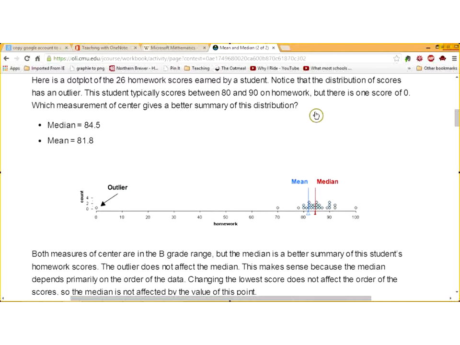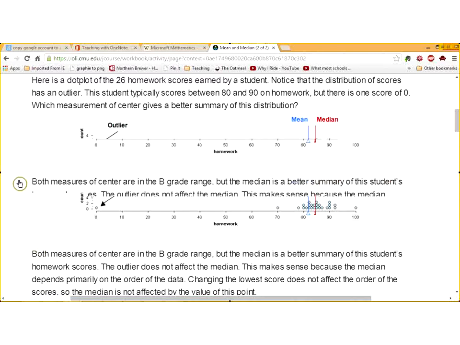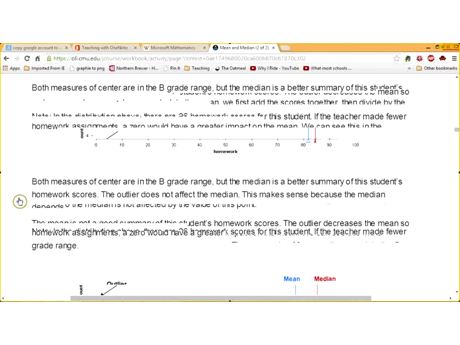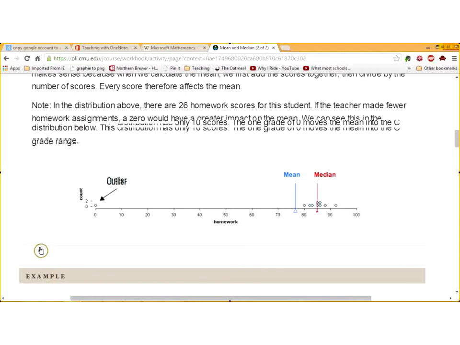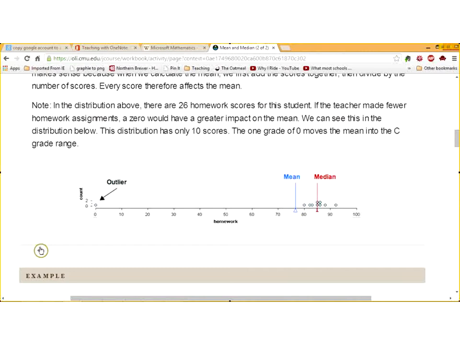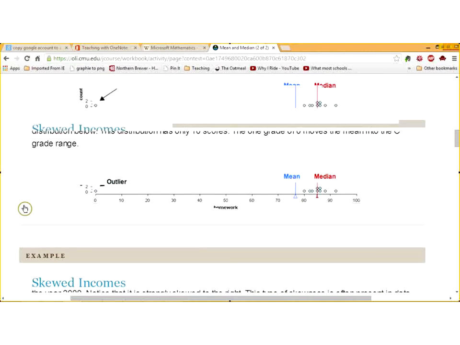The same thing is true of skewing, and that is, if there's a long tail in one direction, the mean is going to be pulled in the direction of that tail. We say that the mean is not a resistant measure of center. It's not resistant to outliers, and it's not resistant to skewing. Those things heavily impact the mean. And in fact, when there's fewer homework scores, we can see an even bigger difference in how the outlier affects the mean and the median.